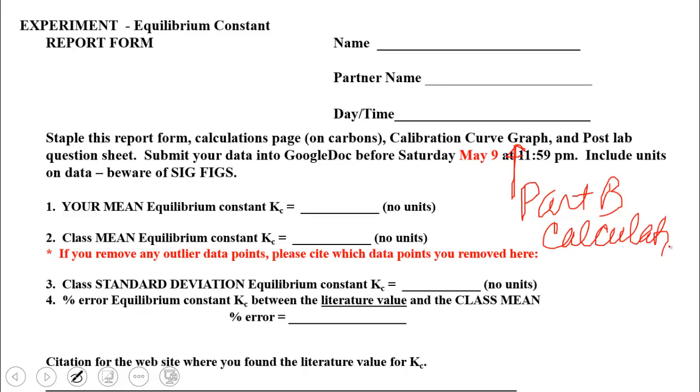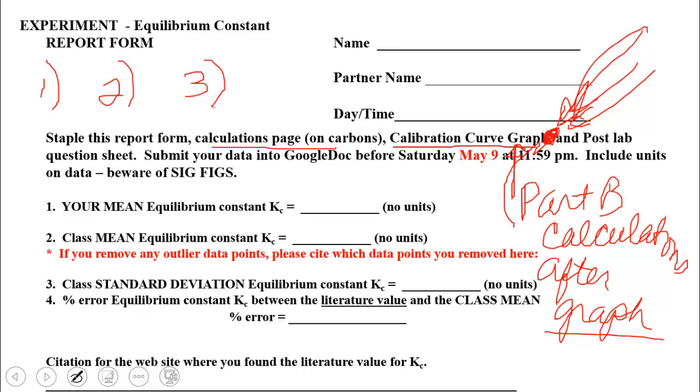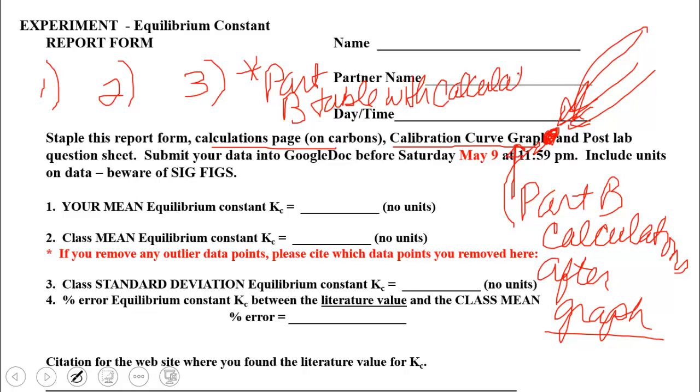So what I want to do in adding here is I do want part B calculations to be handed in after your graph. Now on the report sheet that you'll be printing out from Canvas, this is not included right here. By listening to this video and taking notes, you will know that this is the order in which this needs to be stapled in. So stapling the report form number 1, calculation pages number 2, second in our packet, our calibration curve number 3, part B table with her calculations just right on those printout pages, okay, right there.